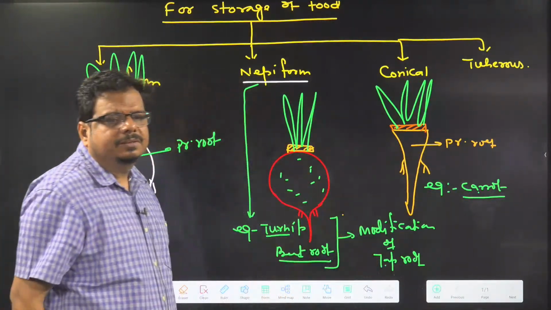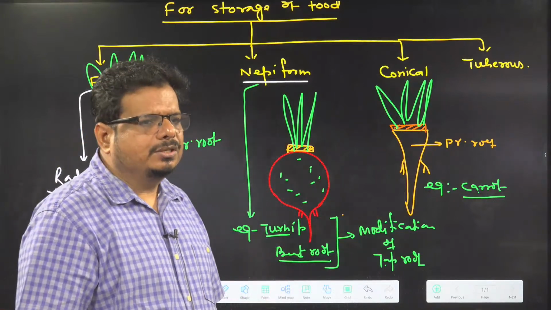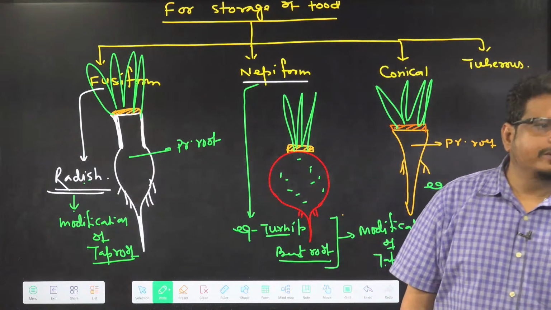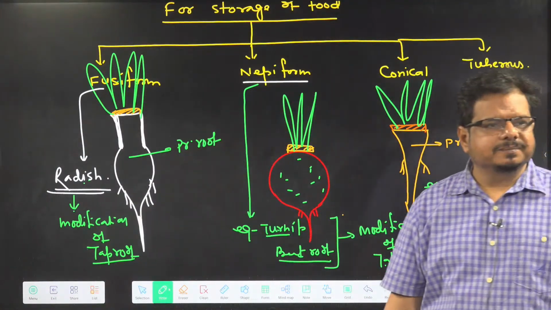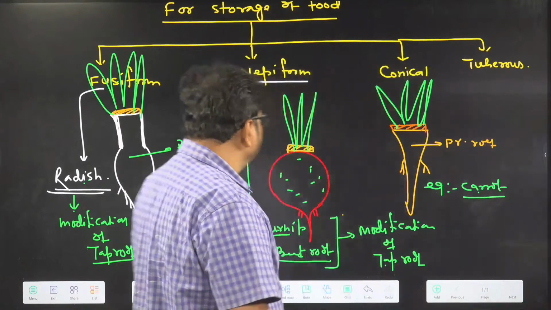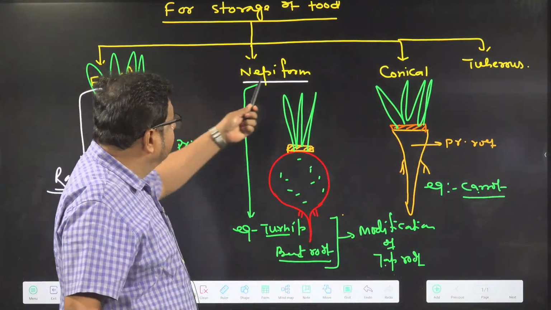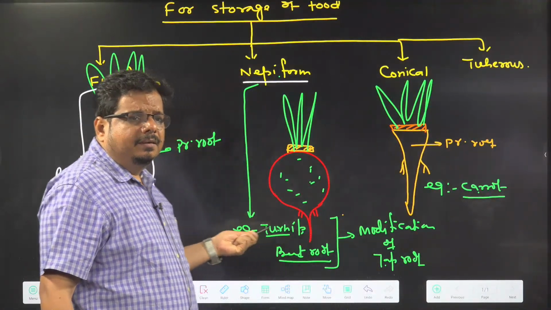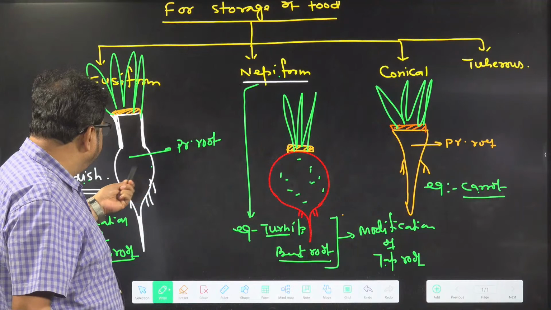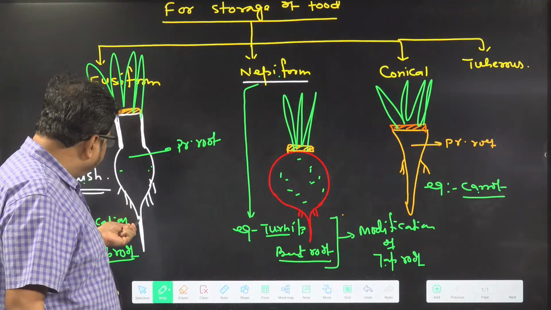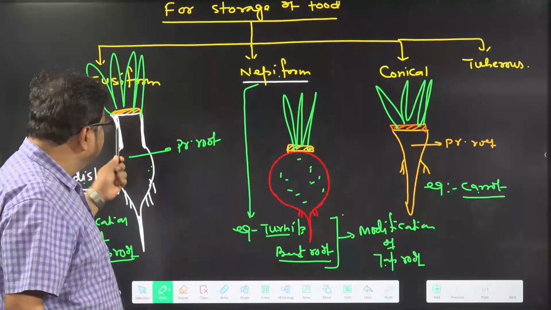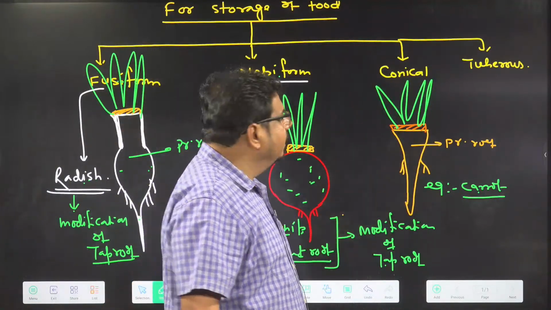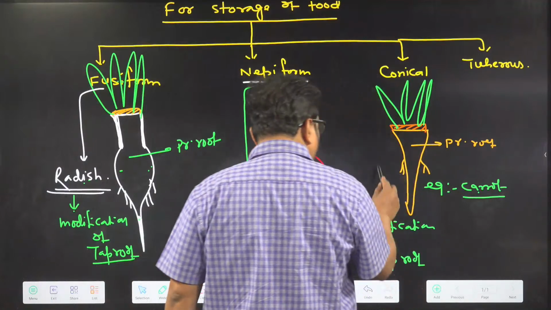Does anyone have any doubt about these three modifications of the root for storage of food? Clear in the mind? Is it all right? Can we move ahead? Based on the shape: fusiform shape, napiform shape, swollen with sudden tapering. Here swelling in the middle, gradual tapering, and these are somewhat cylindrical. And here it is a cone-like structure in carrot. Understanding the idea? Now we are going to talk about tuberous root.